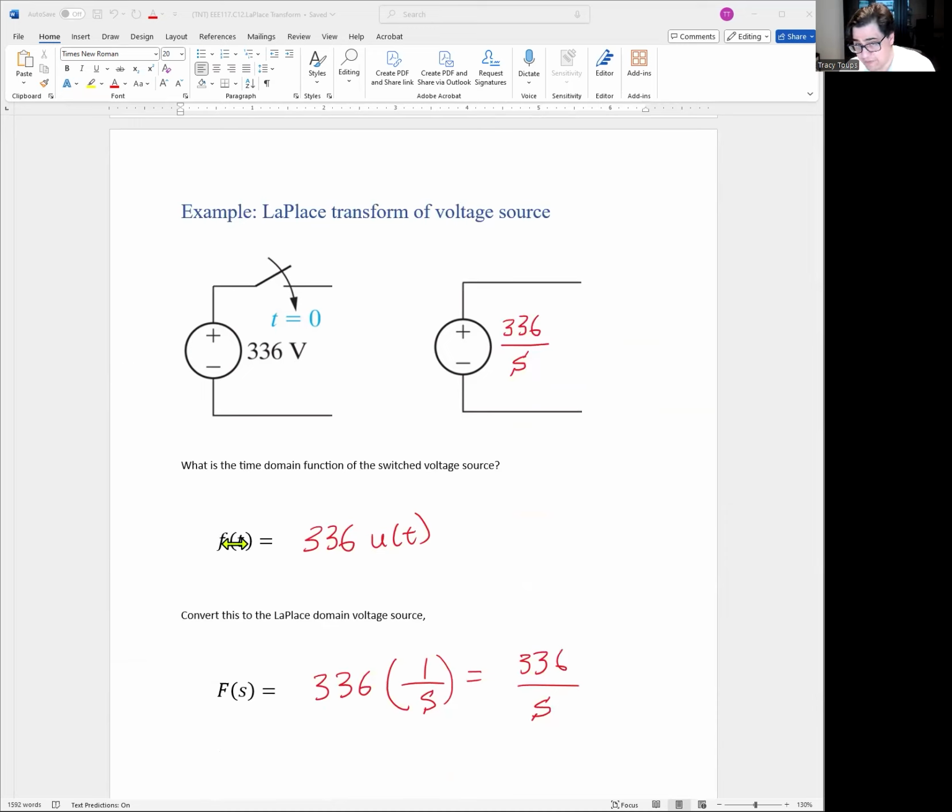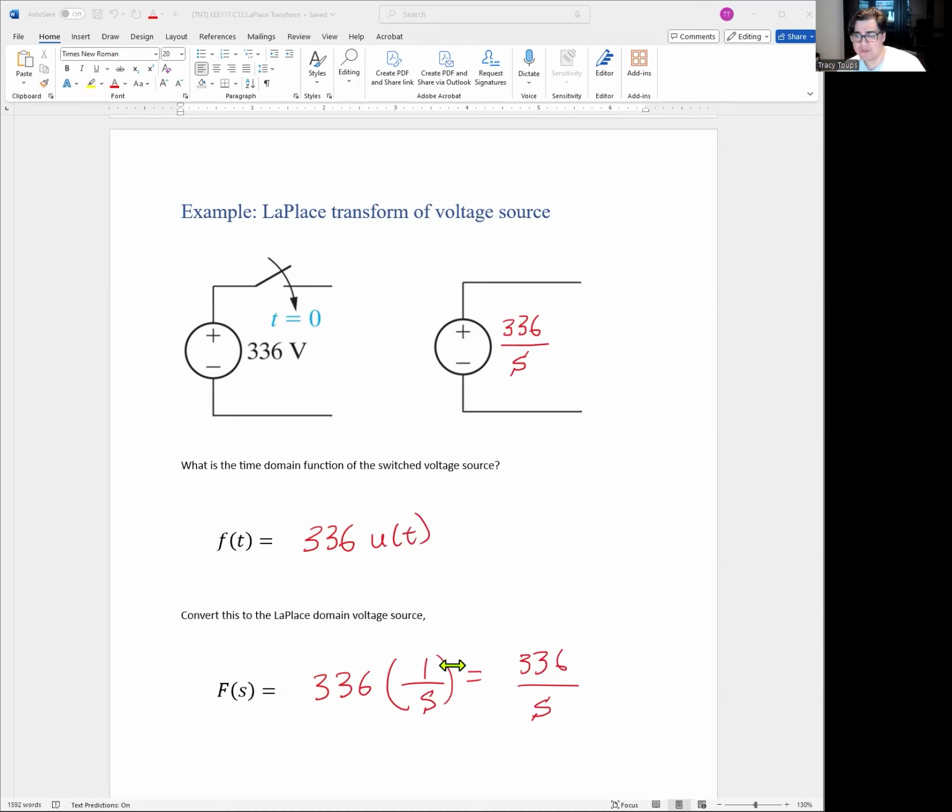We could write it f of t equals 336 times u of t. U of t is our step function. Any DC or any constant in front can be taken apart to the side, because remember, this is integration. In integration, any regular numbers can be slid outside the integration symbol. So in the frequency domain, after the Laplace transform, our new voltage source is 336 divided by s.